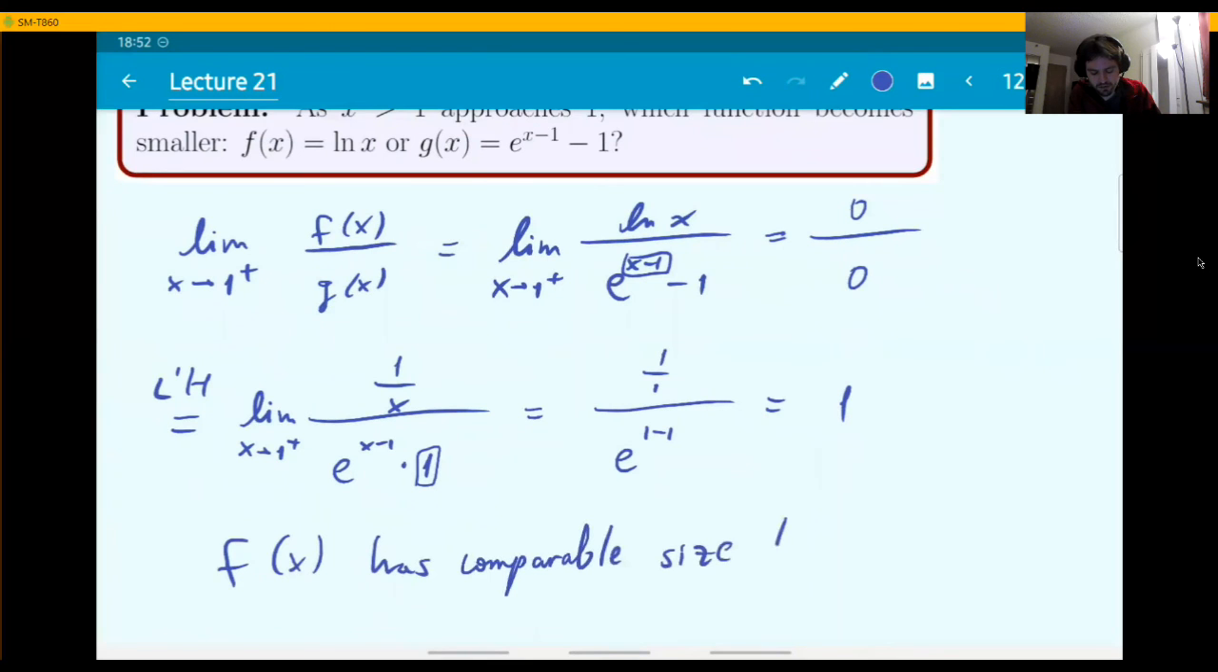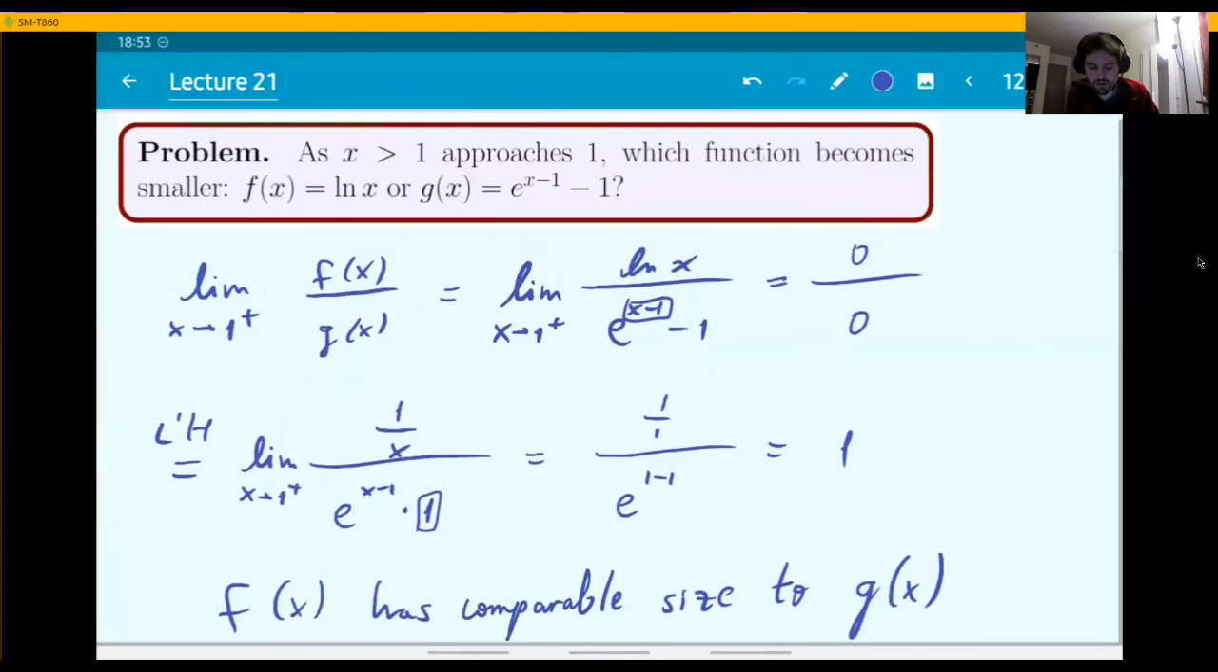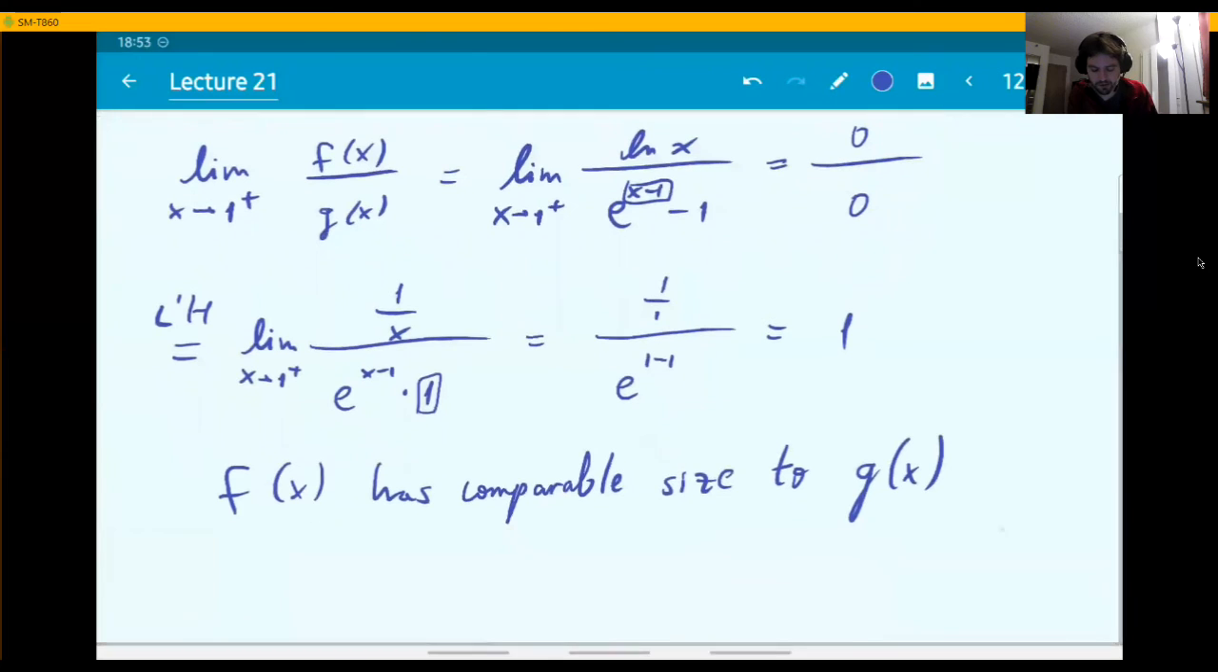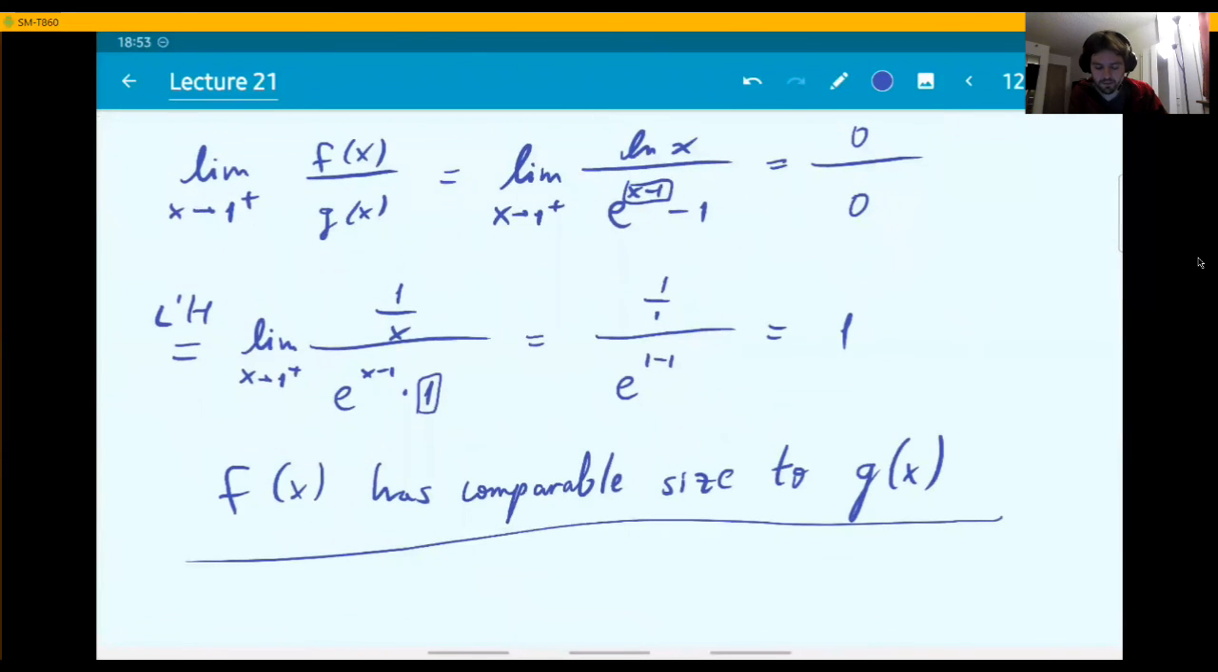I mean, the question is not really well phrased. Probably a book problem or an exam problem will be more precise about what they mean. The question really doesn't mean to say which function is larger than the other, like f is larger than g or vice versa. They're trying to say as comparable sizes. Is one of them very much larger than the other, or do they have comparable sizes? And the answer was the second option, because we found the number 1 here.